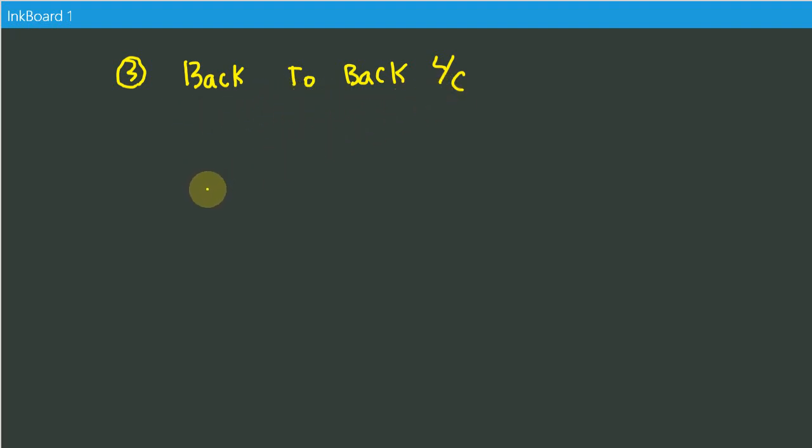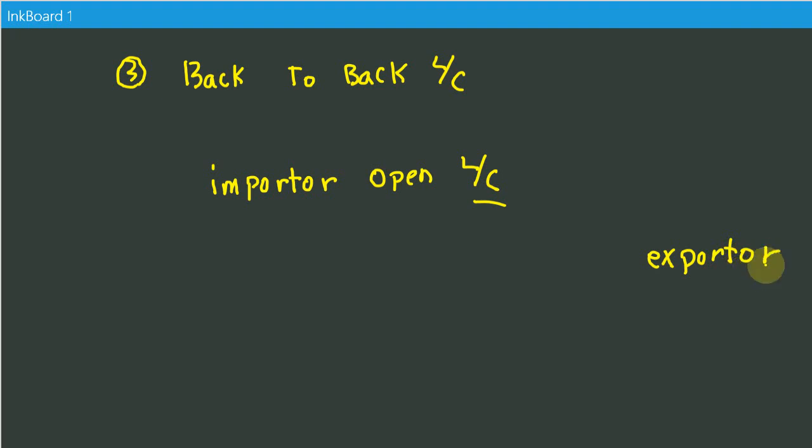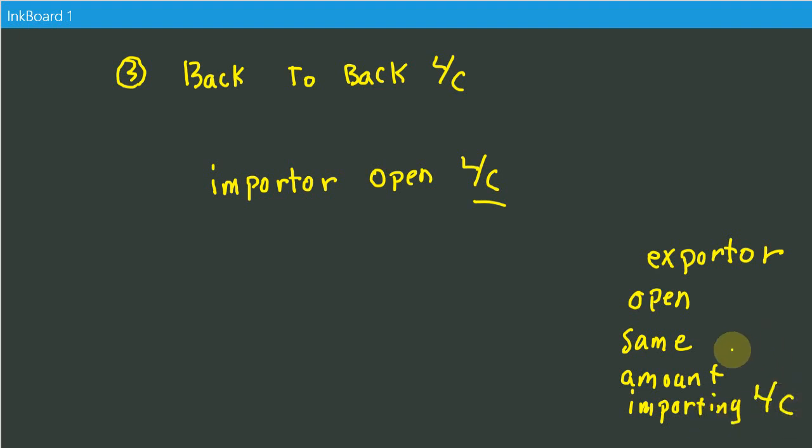Okay, even import open LC, but this LC is only available when export open, when export open same amount importing LC. Okay, understand this one?